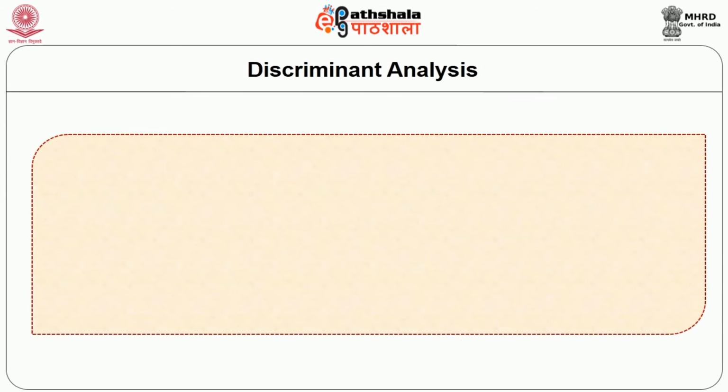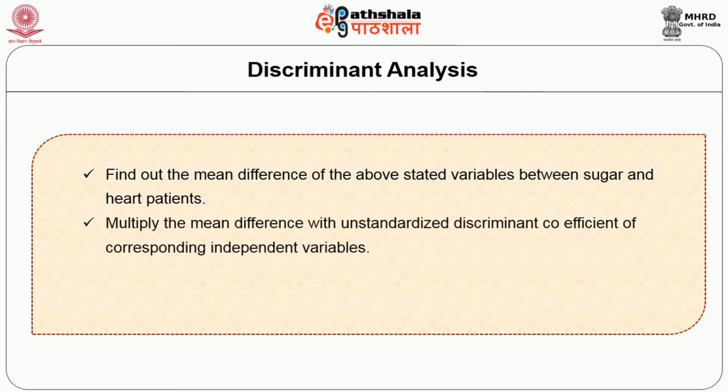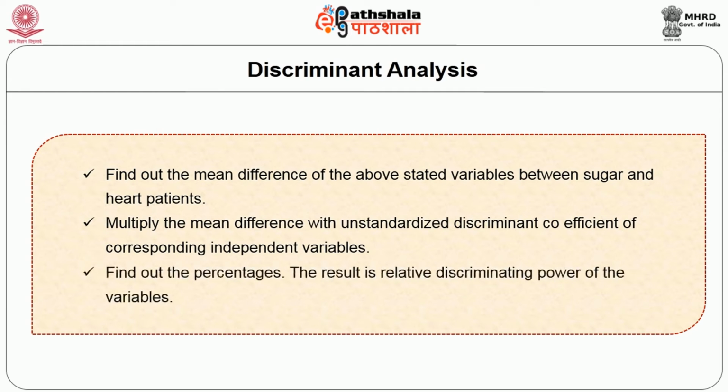To calculate the relative contribution of the variables to the total discriminant score, we have to use the following procedure. First, we have to copy the group 1 mean and group 2 mean in the Excel sheet and then find out the mean difference of the above stated variables between sugar and heart patients, multiply the mean difference with the unstandardized discriminant coefficient of the corresponding independent variables, find out the percentages for the above. The result is the relative discriminating power of the variables.